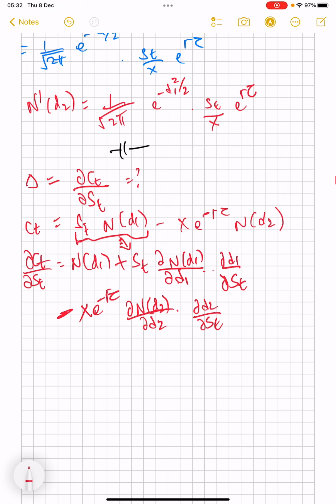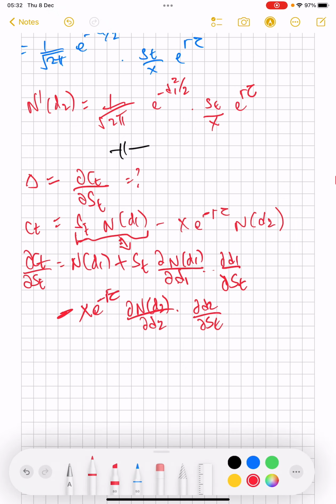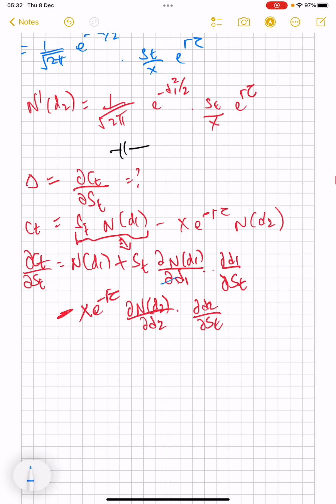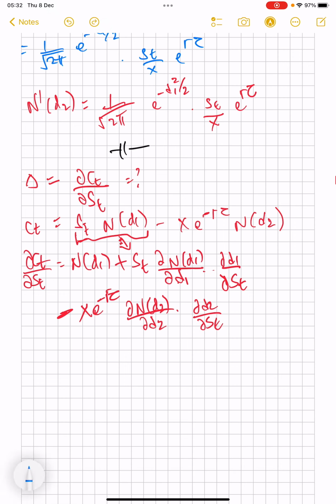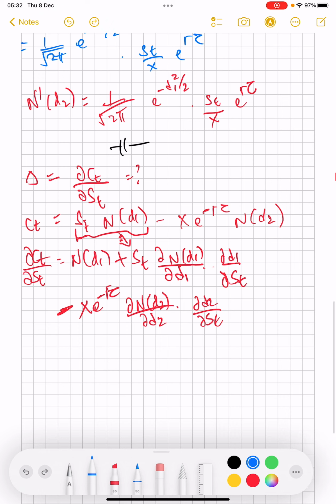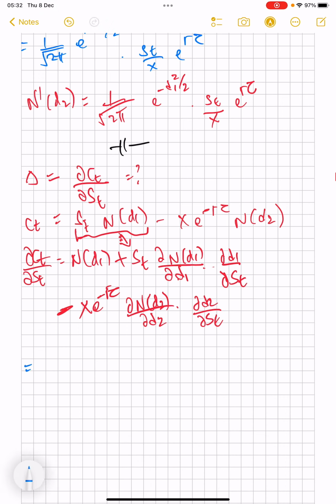Okay, because in the end I have to differentiate with respect to St. So if I just draw a line here, this gets cancelled out, so we will have it differentiated with respect to St. But for mathematical convenience, we have to write it as such. Now, let's work it out.